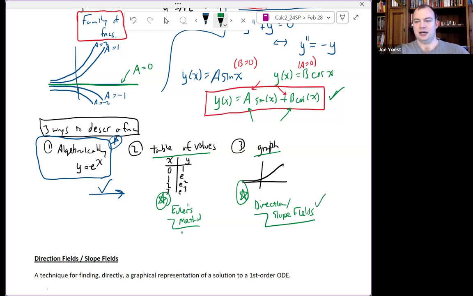So this is what we're going to look at next. We're going to try to get a graph of the solution without solving the problem algebraically.